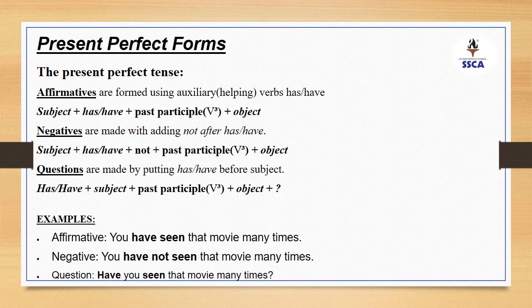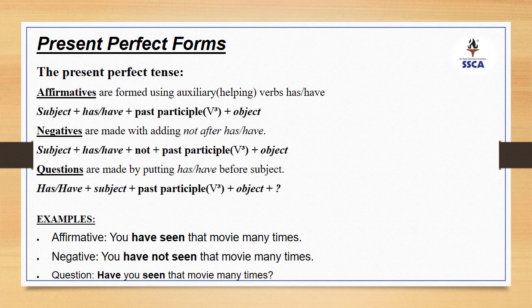Now we have negative. You have not seen that movie many times. Here you is your subject, have is your helping verb, and you have added not after your helping verb. And then seen, verb's third form, and then the object, that movie many times.